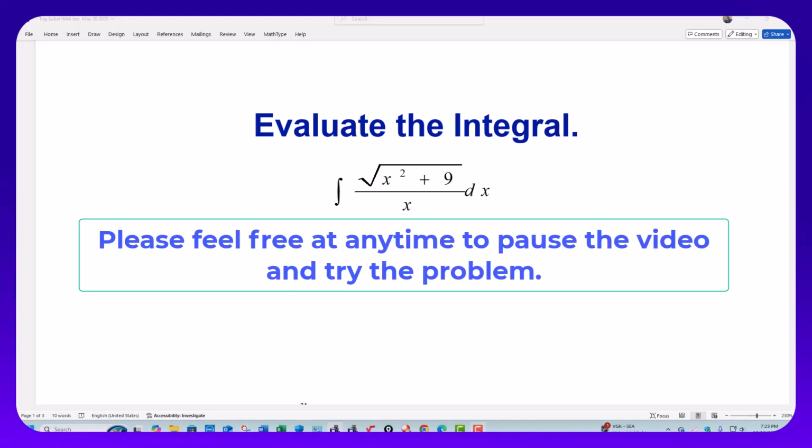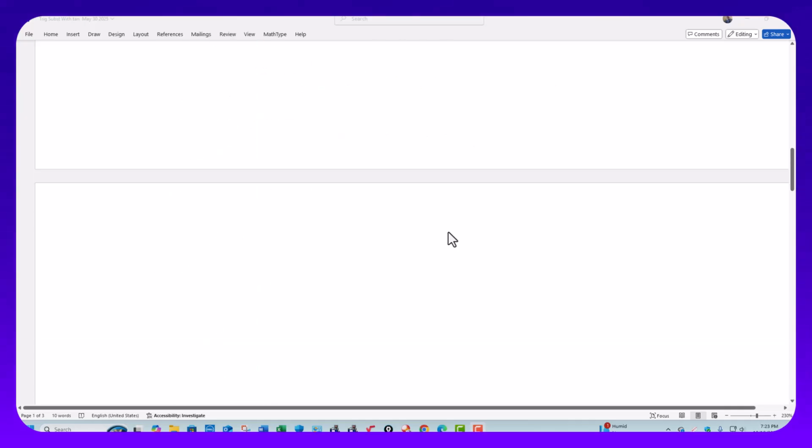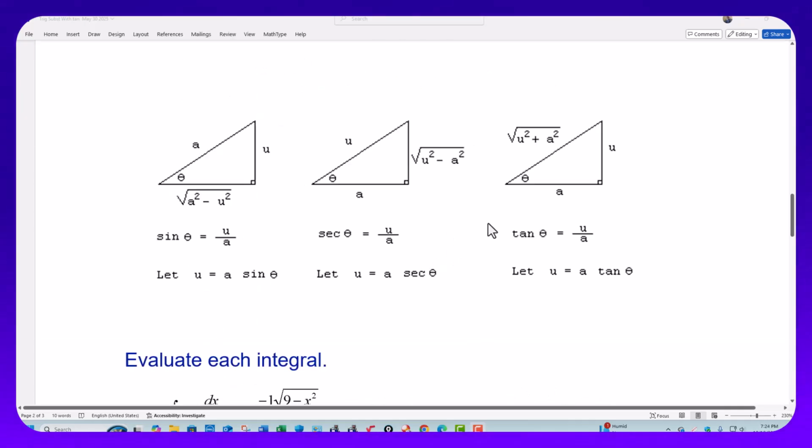In this video, we're going to evaluate the integral of the square root of x squared plus 9 over x. This has a square root in the numerator, and the radicand is the sum of squares, x squared plus 9. So that's going to suggest that we're going to have to use a substitution involving tangent.